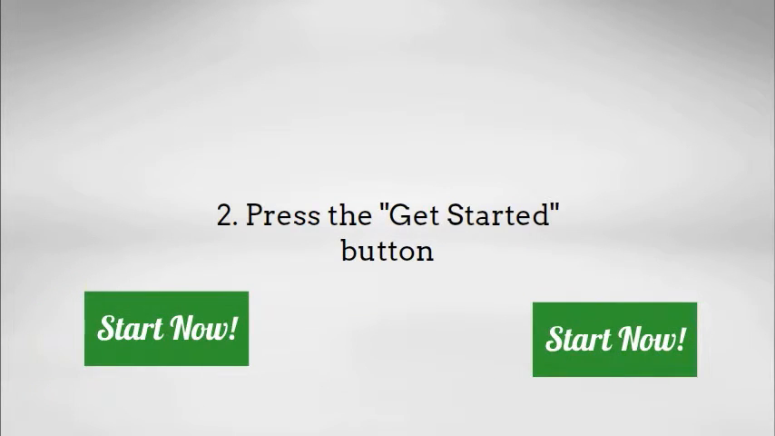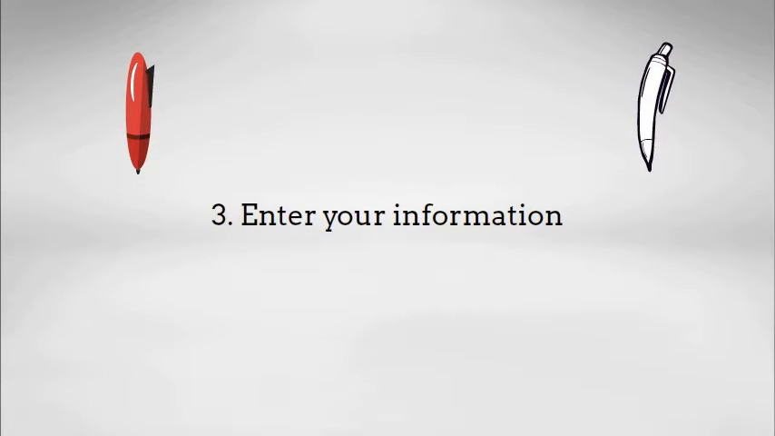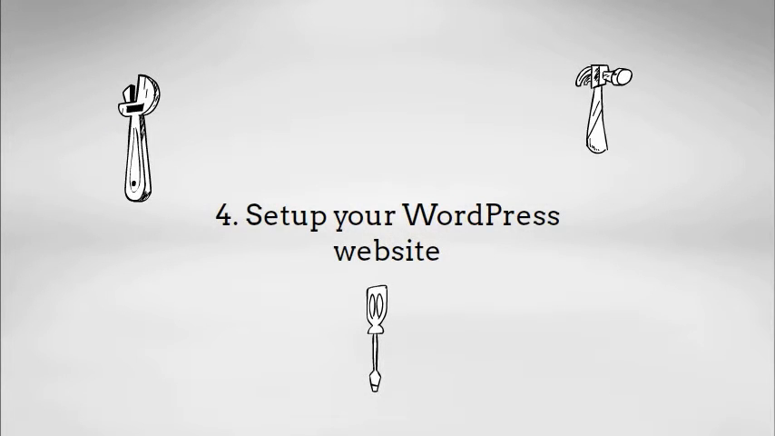1. Start by going to www.wordpress.com. 2. On the main screen, you want to press the Get Started button. 3. Now that you're at the Get Started page, you can proceed to enter your information. 4. Upon reaching the next screen, you will be led through a few initial steps to set up the website.